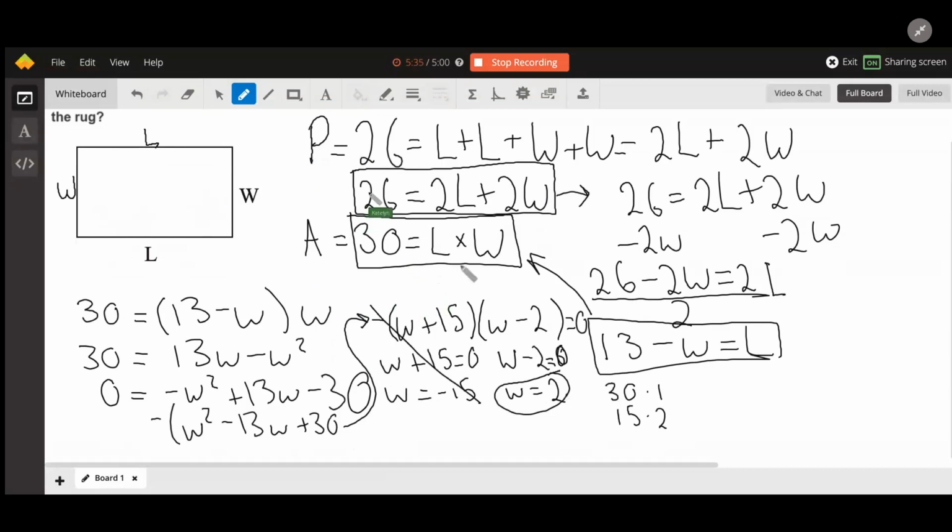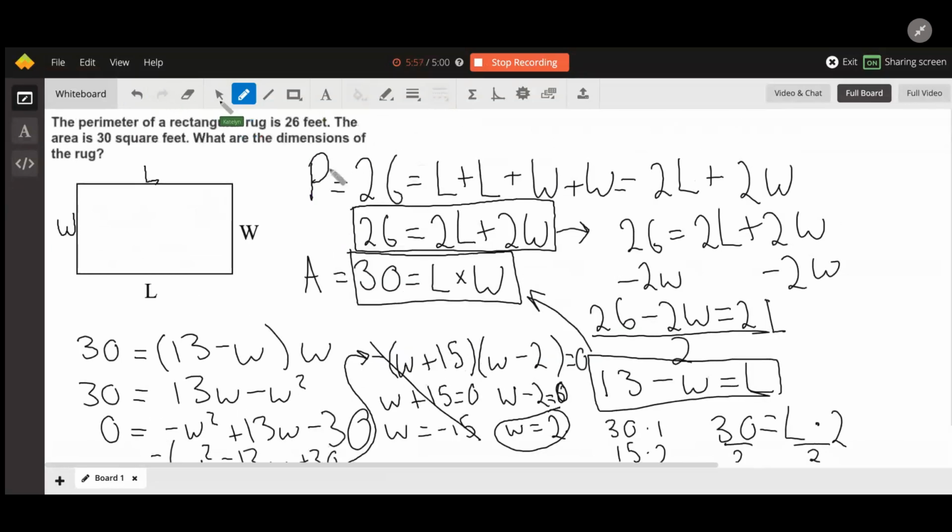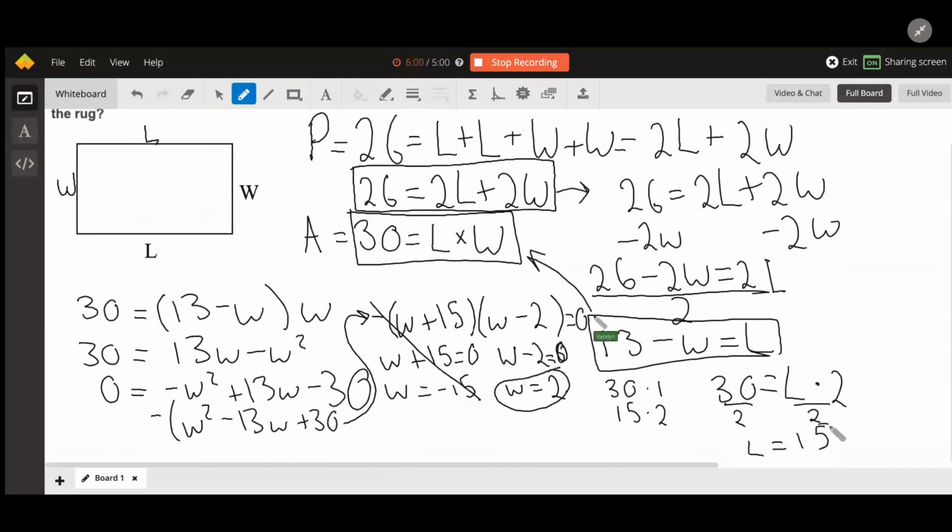Now we can plug this width back into this equation over here. So we know 30 equals length times 2. And divide both sides by 2, we get that length equals 15. And the question up here was asking for the dimensions of the rug. So we have our answer. The length is 15 and the width is 2. And there's your answer.